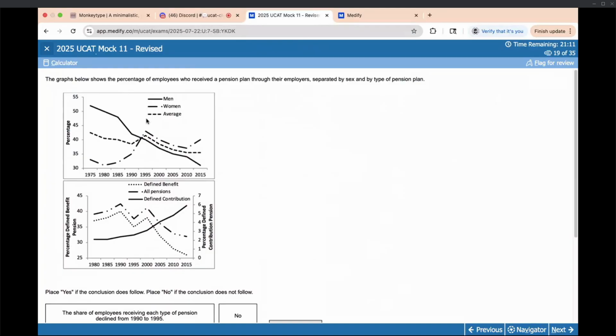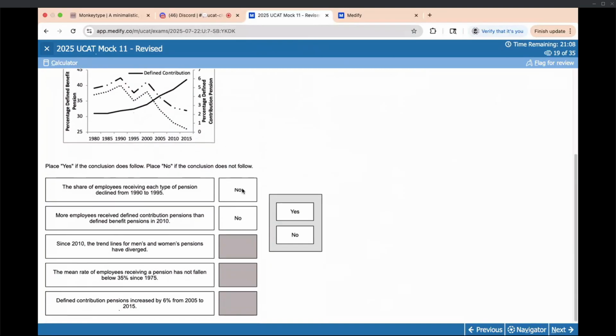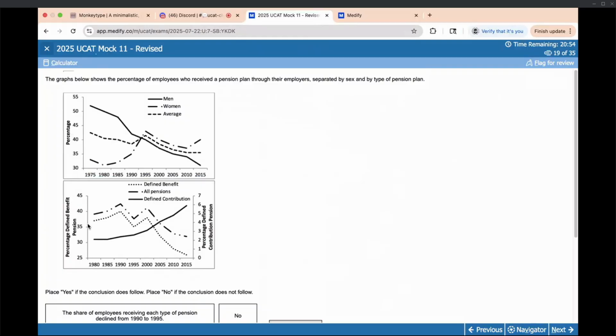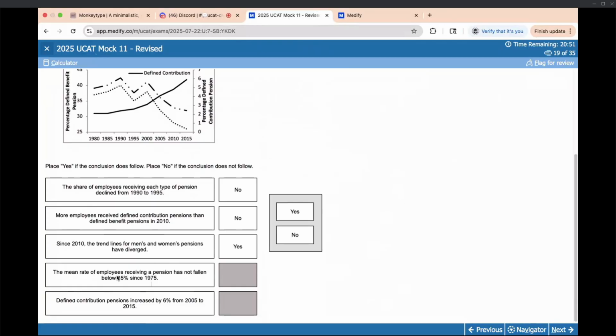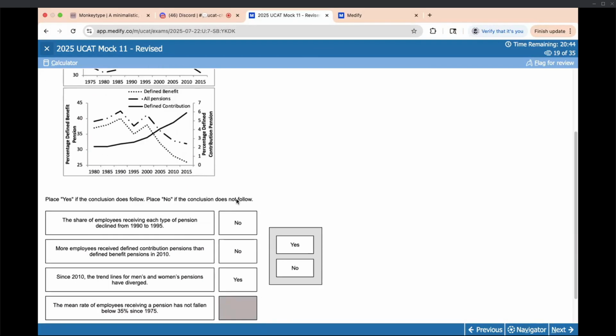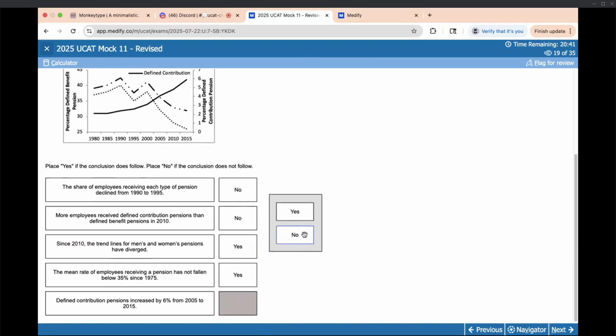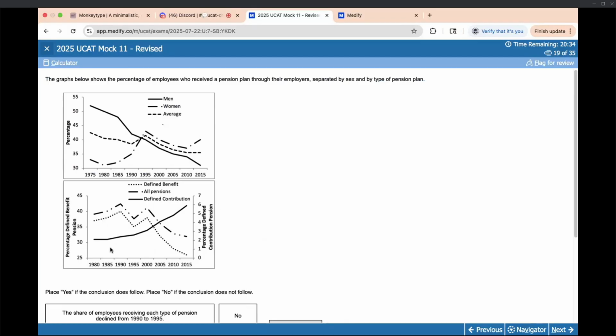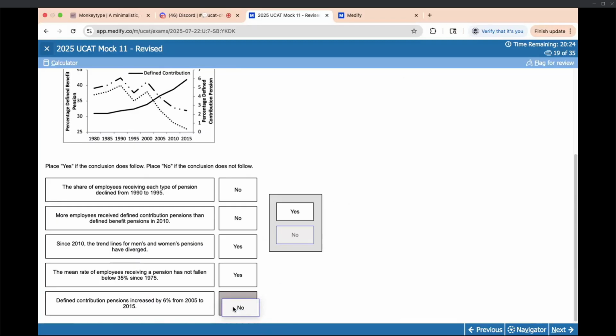For women, this increased in 2010. So that's true. The trends did diverge because woman was the only one increasing past this point. The mean rate has not fallen below 35%. That's true. Different contributions. Increased by 4%. Yeah, this is not. This is like 4%. So no.